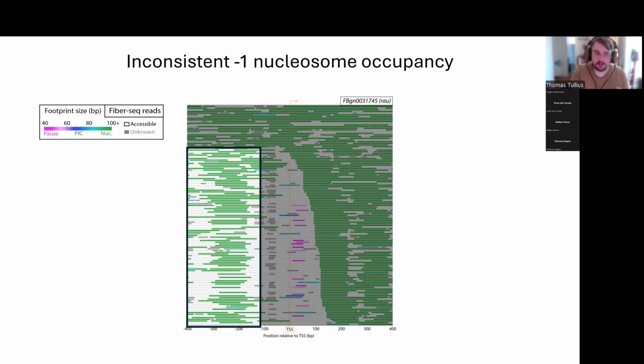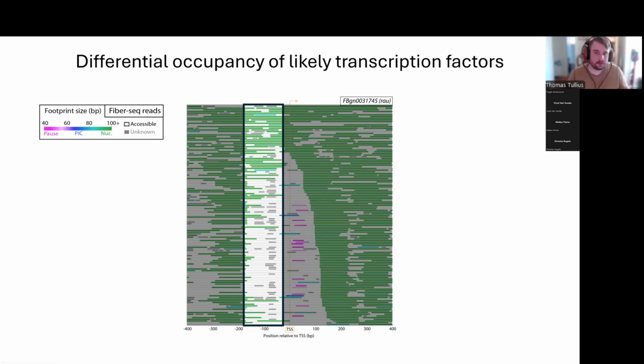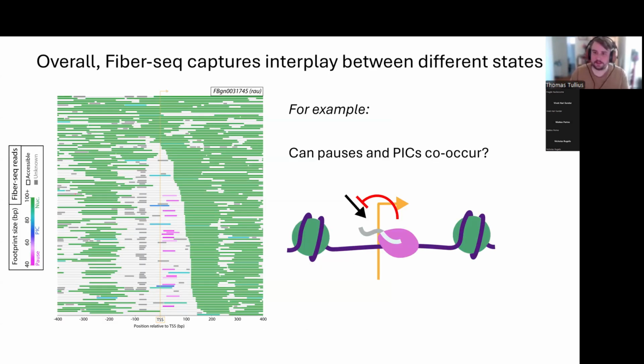We can look at the positioning and the occupancy of the -1 nucleosome, which seems pretty variable at this particular gene. And we can look at the positioning of the +1 nucleosome, which seems to generally be positioned, but can vary from being positioned right at the TSS all the way out to 200 base pairs at this particular gene. And we can look at all sorts of other footprints, other nucleosomes, all at the same time. And the key here is that we're not just looking at these states in isolation, but rather we're looking at the interplay between these states on these single chromatin fibers, both at one locus and also at all the other loci that are captured within a given read.